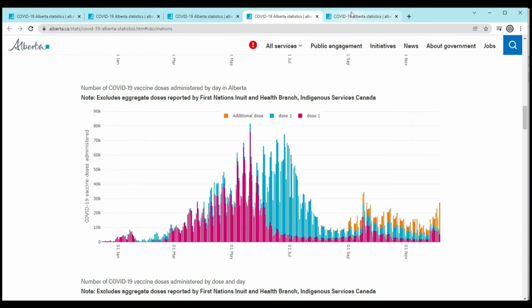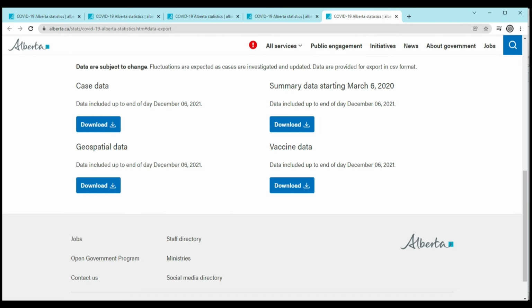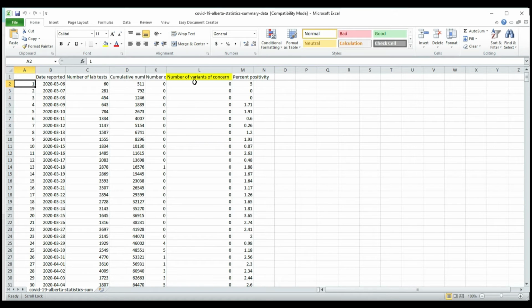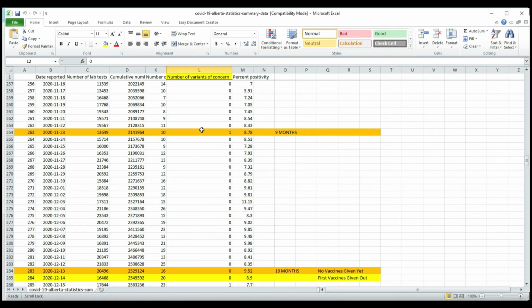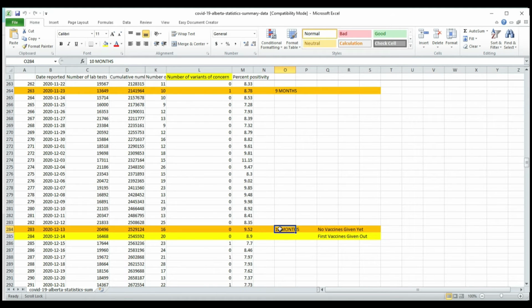So here's the download link where you can download their data, and I'd like to show you here from March 6th of 2020, the number of variants of concern when they started whatever testing they were doing, PCR testing at the time, I'm assuming. I'm not sure how they identified the variants, perhaps genomic sequencing, I don't know, but they did track it. Starting in March 6th of 2020, there were 0 variants of concern. November 23rd they detected the first variant of concern, 9 months later. After 10 months, so now March 6th to December 13th, there has still only been 1 variant found.